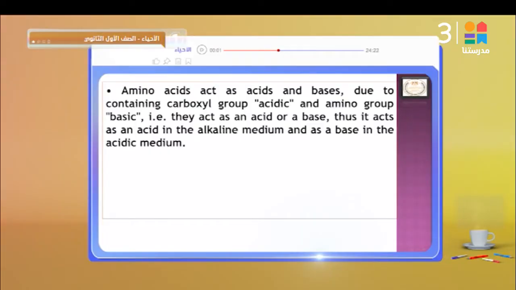Another slide can explain this to you. Amino acids act as acid and base. Why? Because they contain two main groups: carboxyl, COOH, and another basic group called the amine. Due to the carboxyl group it is acidic, and due to the amino group it is basic. That is, it acts as an acid or a base; it acts as an acid in an alkaline medium and as a base in an acidic medium.